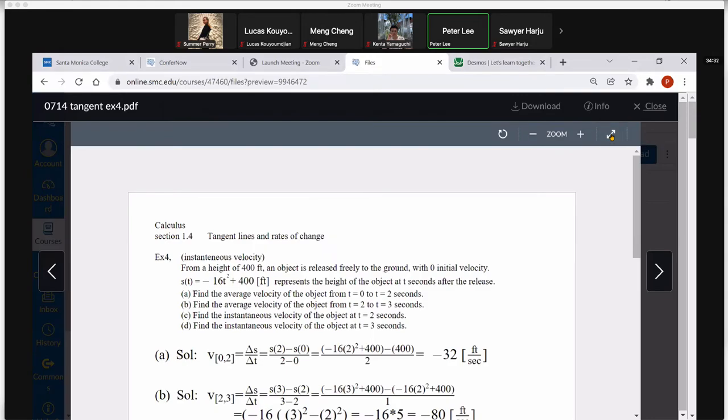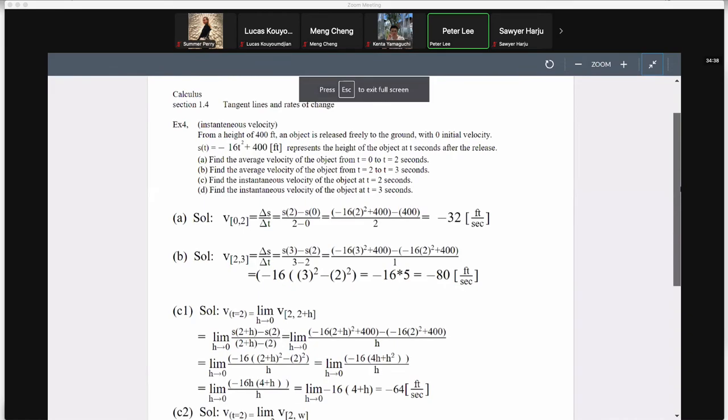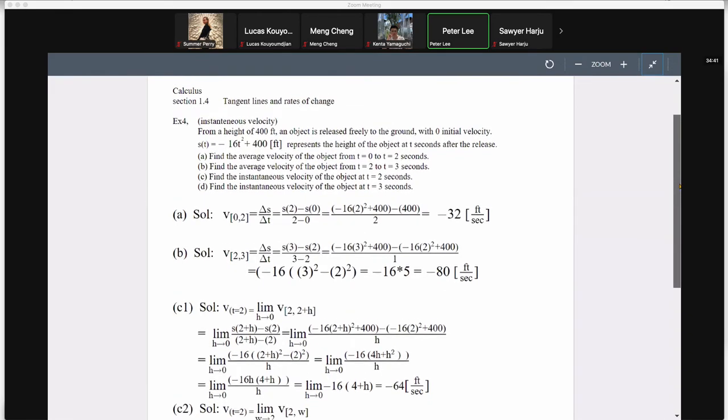Am I sharing this page? Yes, I'm sharing this page. And so we now have this. This is section 1.4, example 4. That is exactly the problem which we are doing right now. And so let's do it. Let's look at part A.